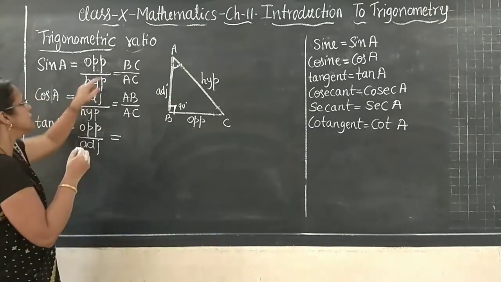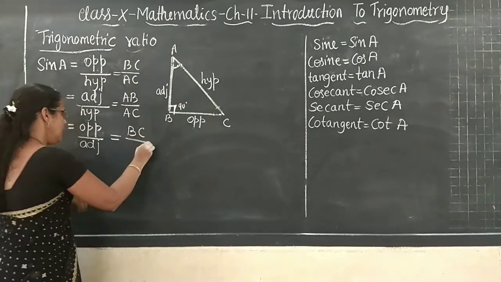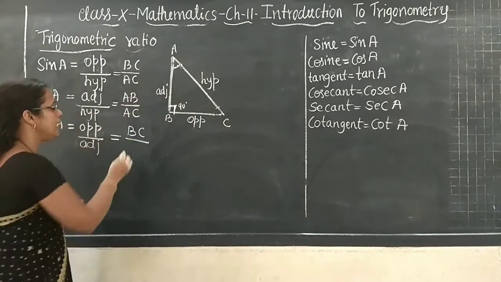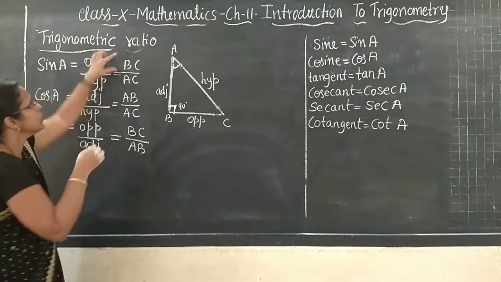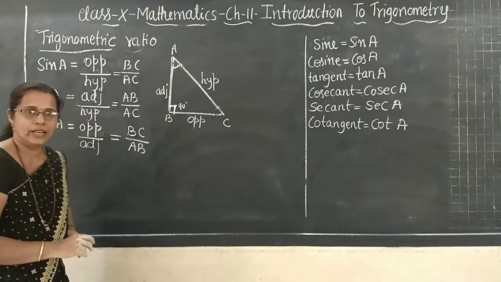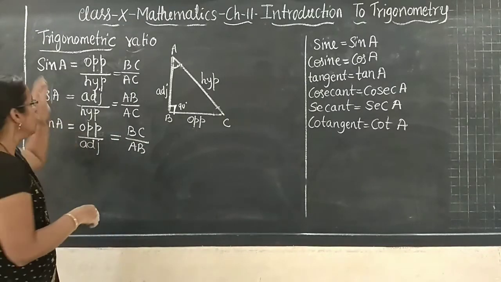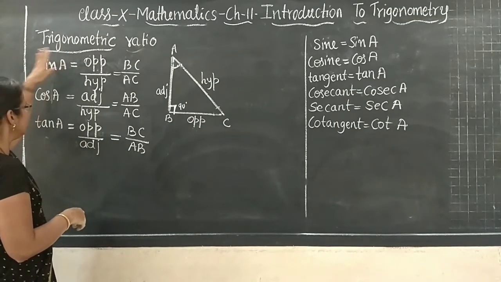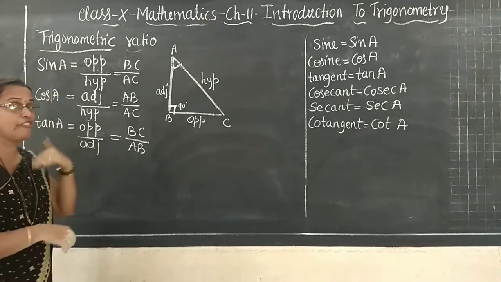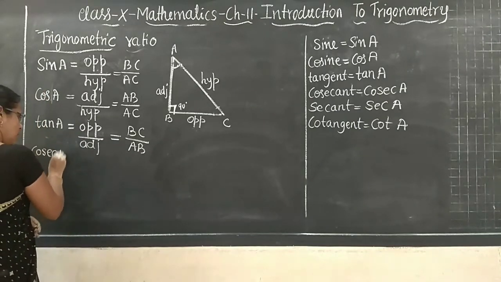Who is opposite? Opposite is BC, by adjacent AB. So you have tried this one. BC up, AB down, AC same, can cancel. Understood, children? So this is about tan. Next. So everyone understood? Sine, cos, tan. After understanding, next comes cosec.